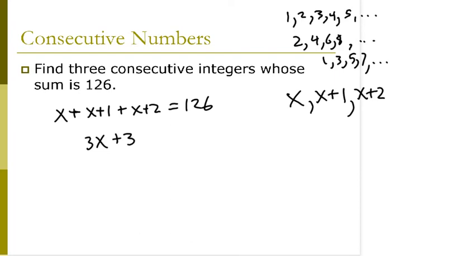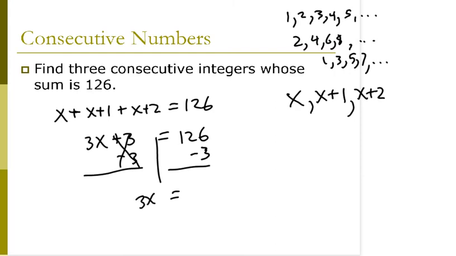So now we need to just solve it as we would solve any equation. We subtract 3 from both sides of our equation because of our property of equality. This is 0. 0 plus 3x is 3x. Bring down our equal sign. This is 123.